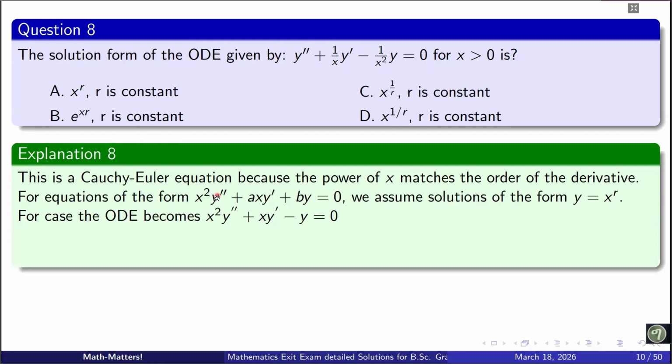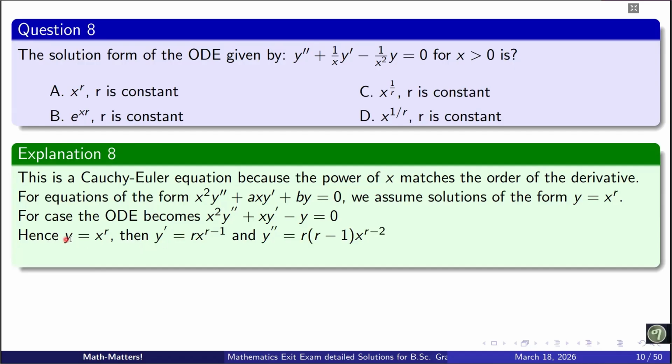For an equation of this form, that is x squared y double prime plus x y prime plus p y is equal to 0, we can assume that the solution has the form y is equal to x to the power of r. For this case, the ordinary differential equation becomes, simply multiplying both sides by x squared, x squared y second derivative plus x times y derivative minus y is equal to 0. Hence, y is equal to x to the power of r will be the form of the solution for this differential equation.